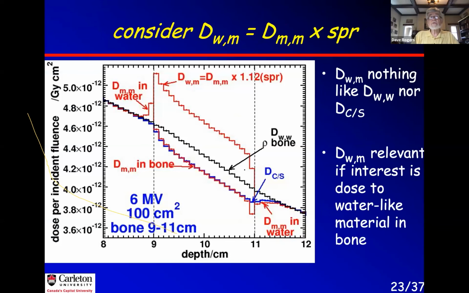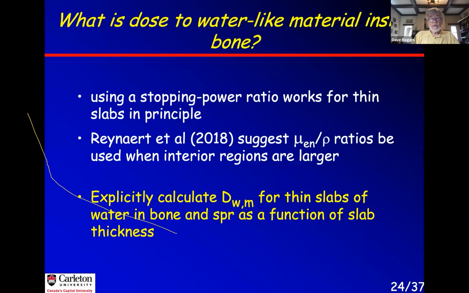Okay, so I'd shown you this graph, and we talked about this 12%. And okay, so what is the dose to the water-like material inside the bone? We're still asking that. And if we're using a stopping power ratio, it works well for thin slabs in principle. But Nick Reinhardt et al. back in 2018 suggested actually using mass energy absorption coefficients instead.